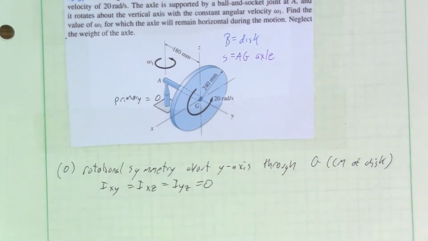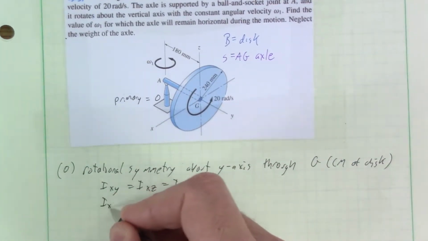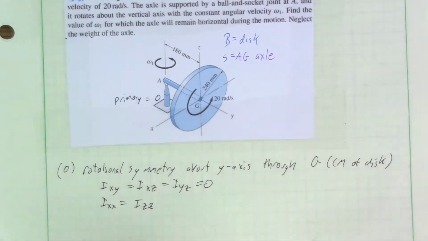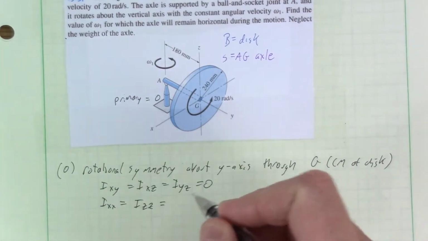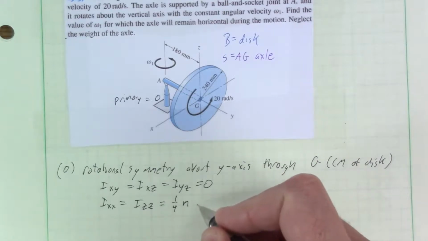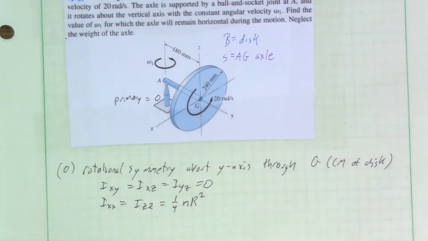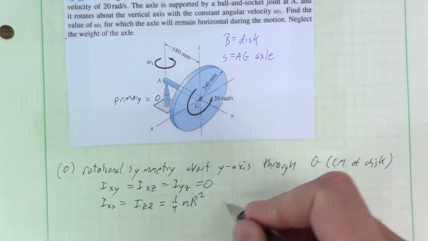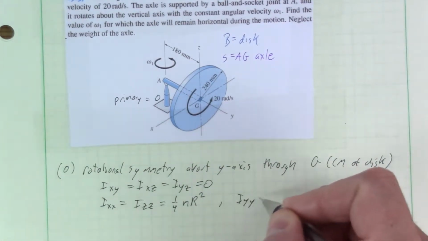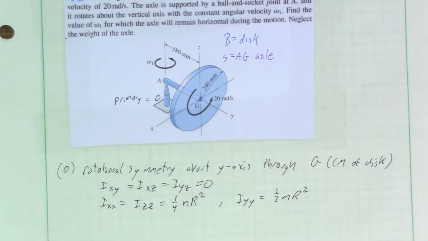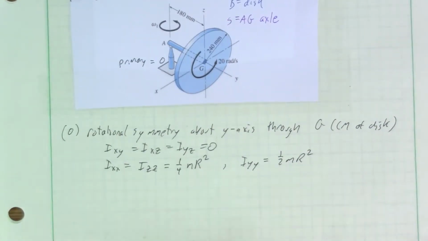Okay, all of those are 0. It also tells us that the moments of inertia about the other axes that aren't the y-axis have to be equal to each other. And a quick look up in the table tells us that this is 1/4 mr squared. Right, Appendix C, just look for the circular disk. And then Iyy in that same table is just 1/2 mr squared. Okay, so we can actually go and calculate these.